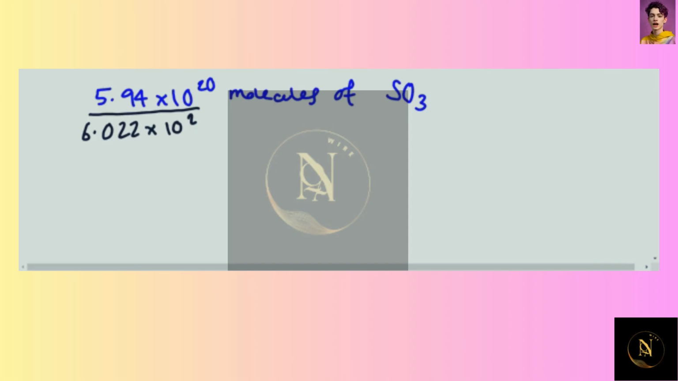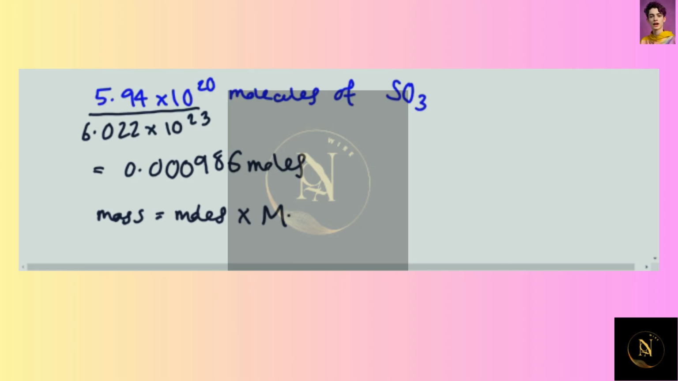and this would give you the moles, right? That gives me, using a calculator, 0.0000986 moles. Now that we've calculated the moles, we can easily calculate the mass by using this formula. Mass equals moles times MR, or atomic mass as some people like to call it.